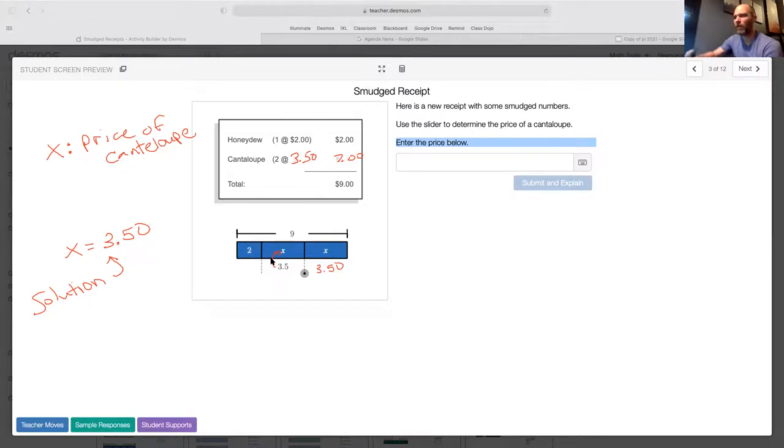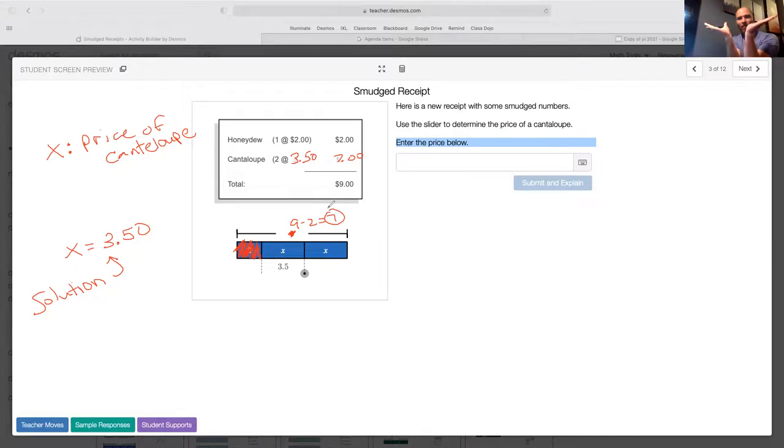Let me take a couple of these things off the screen. So let's say we couldn't see this 3.5 here. We just have a 2, an x, an x, and a 9. Well, we know that the 2 is part of the diagram, and we could take that away. Let's get rid of the 2. But anything we do to one side of the equation, if one part goes up or down, we have to do the same thing to the other part. So let's take the 2 off of this 9 as well. So 9 minus 2 equals 7. So we have a 7 up here now.